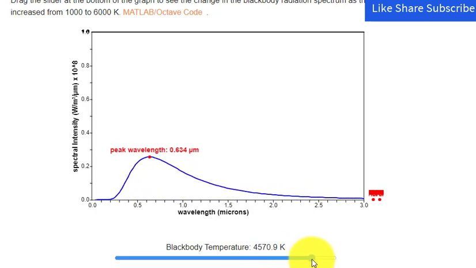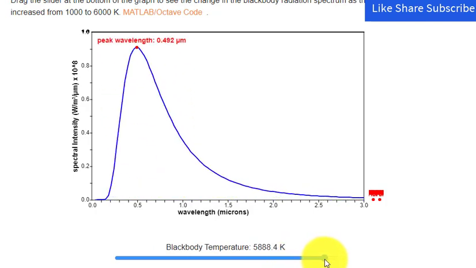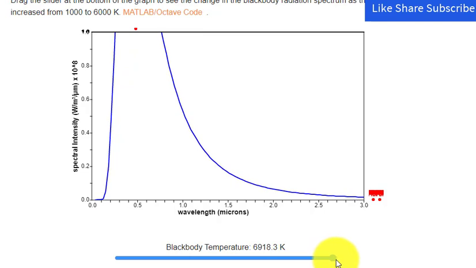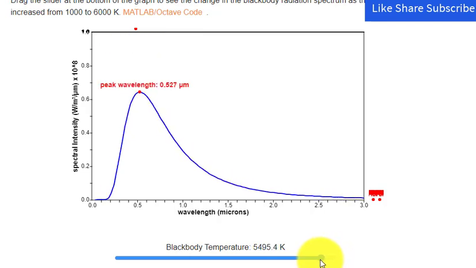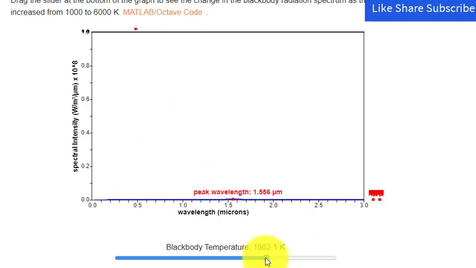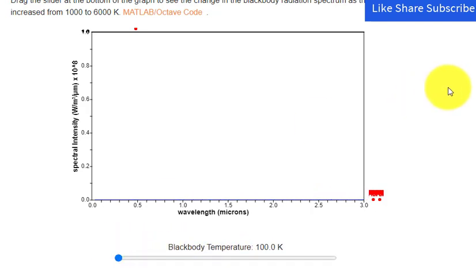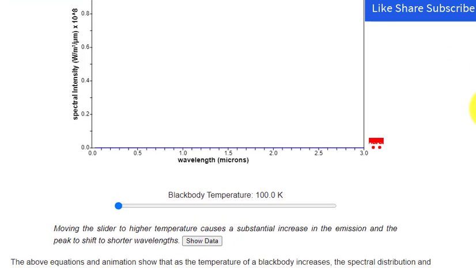The peak wavelength of the spectral irradiance is determined by differentiating the spectral irradiance and solving the derivative when it equals 0. The result is known as Wien's law and is shown in the following equation, where lambda p is the wavelength where the peak spectral irradiance is emitted and T is the temperature of the blackbody, K.